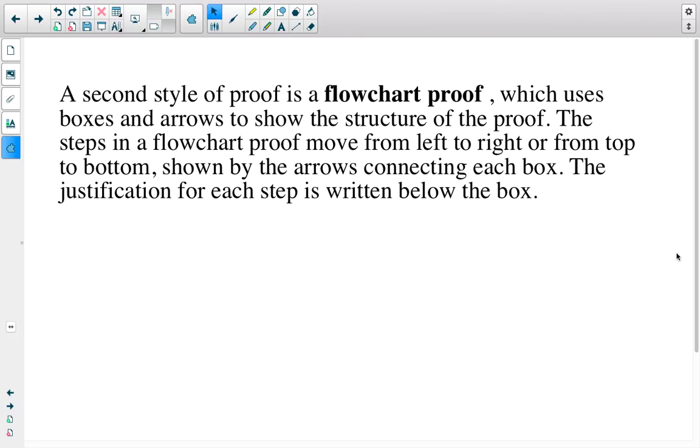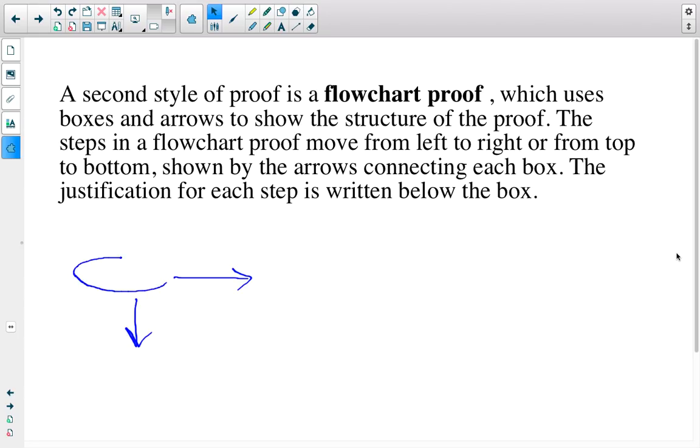Okay, flowchart proofs. A second style of proof that we're going to learn, which uses boxes and arrows to show the structure of the proof, is called a flowchart proof. The steps in a flowchart proof move from left to right or from top to bottom. So always in this direction or this direction, never the other way. And they use arrows connecting boxes. The justification for each step is written below.